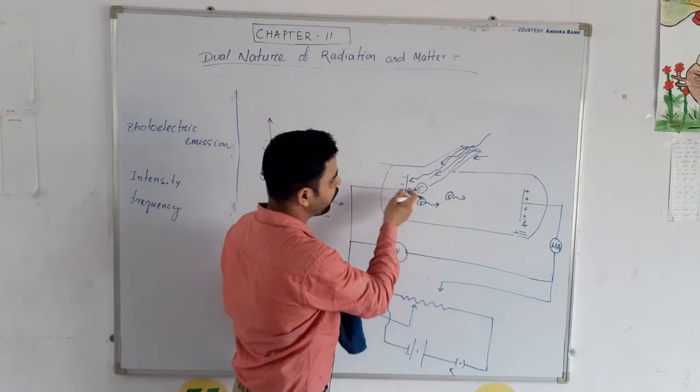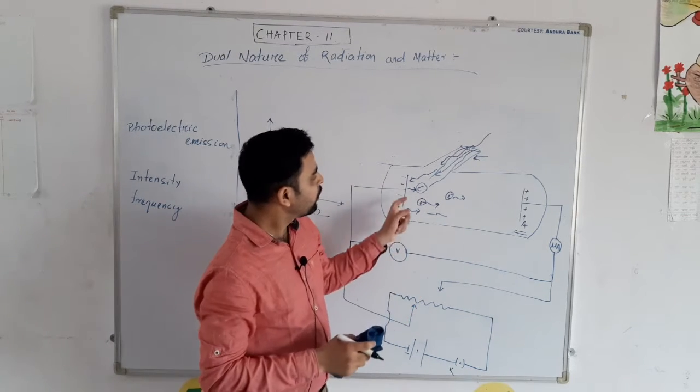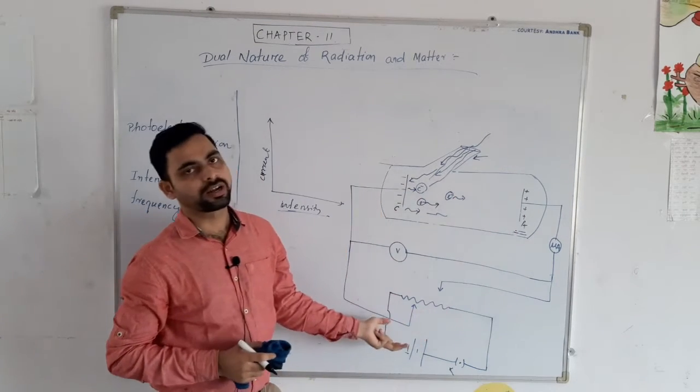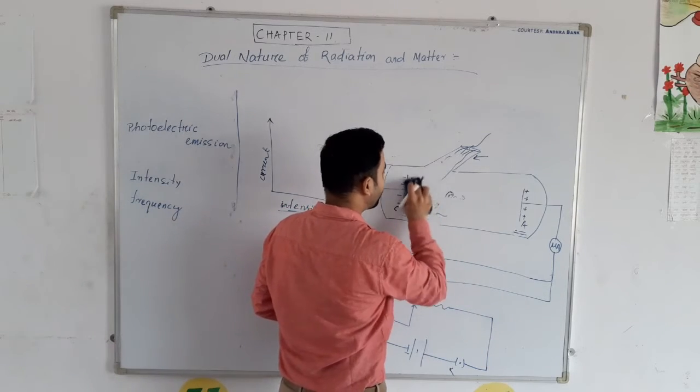If more light is falling, it will emit more electrons. More electrons will be emitted from this metal plate, so we will get more current. Again I am repeating. Suppose I increase the intensity.